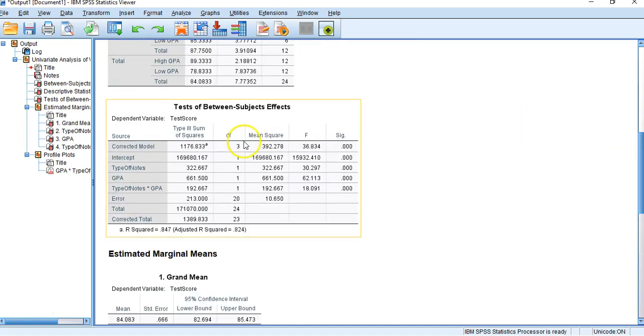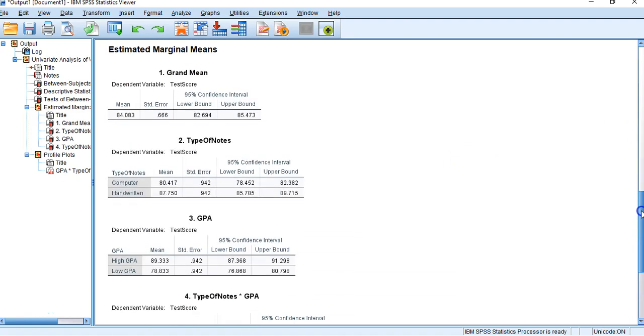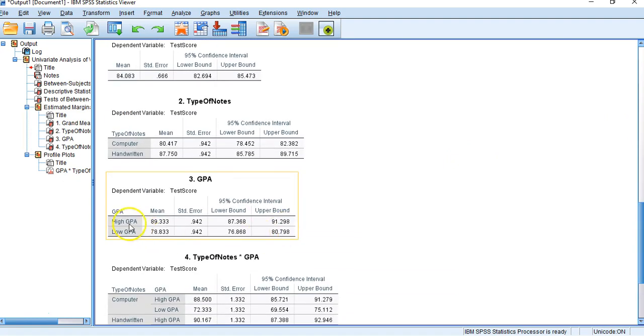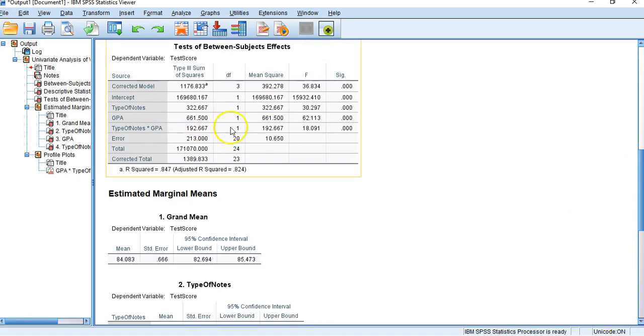Again, you can go back up to say, we have a statistically significant main effect of GPA on test score. And in what pattern is that? Well, people with a high GPA, here's our estimated marginal mean, had a higher score on the test than a low GPA. Okay. And then in terms of our interaction, we know we have a statistically significant interaction.